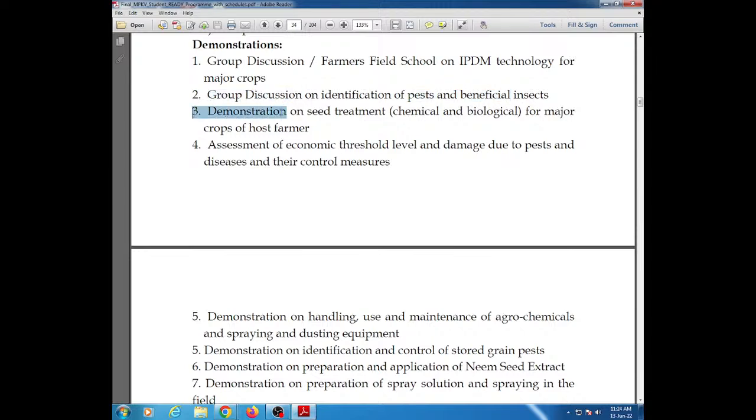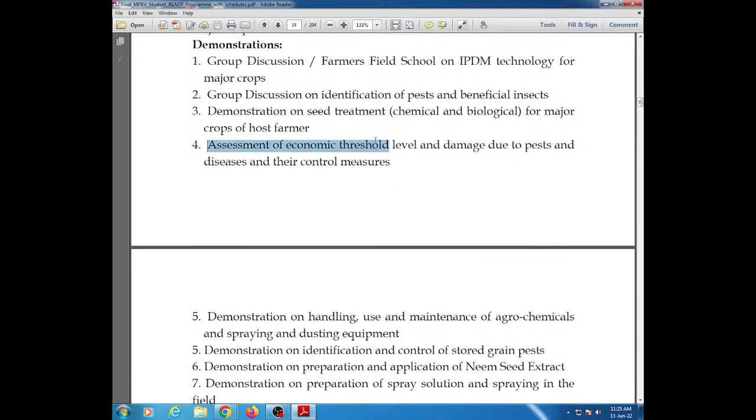Then the third one, demonstration on seed treatment. Maybe the chemical or biological substances, or biological bioagents, you should use for the demonstration of seed treatment for major crops of host farmers. Here with biological agents, you may have some fungus, or you may have some bacteria, and that may be a biopesticide. Okay. Then fourth, assessment of economic threshold level and damage due to pests and diseases and their control measures.